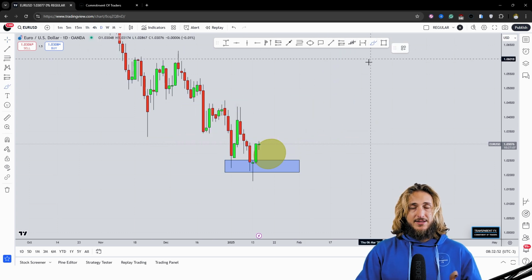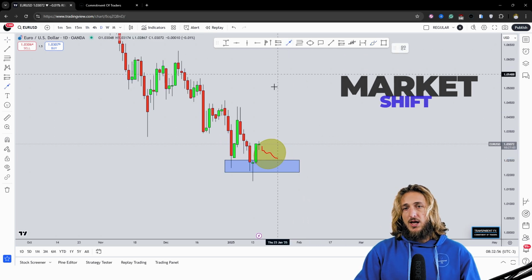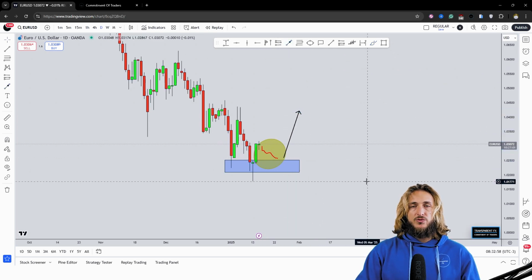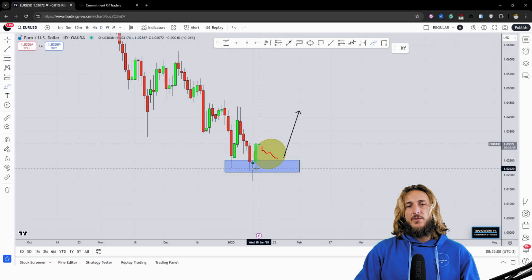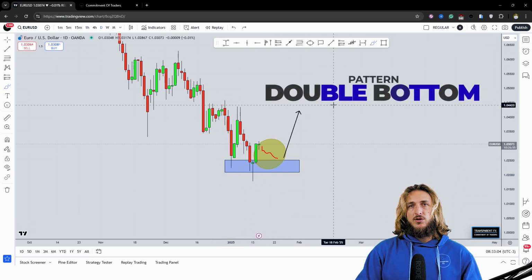Therefore, what I would expect is that if this market would shift from an intraday bearish to bullish market at that point, I wouldn't be surprised to see a potential rejection to the upside away from the area for the market to create a double bottom at this zone. That definitely wouldn't surprise me.